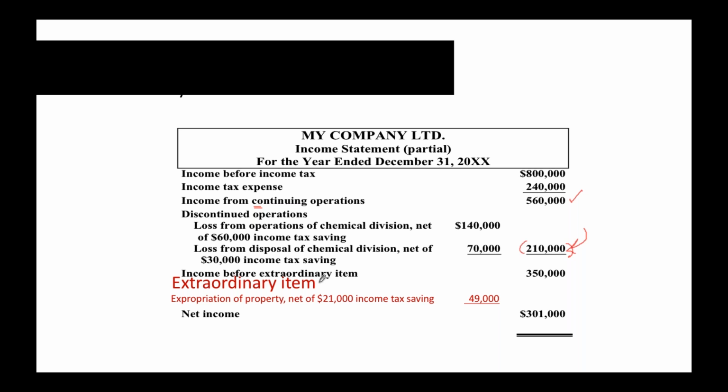And there is an extraordinary item of say 49,000 that should come here. So your net income now is 301,000, which is 560 continuing operations income minus 210 minus 49. So you need not prepare two different pieces like income from continuing operations, then net income. No, you can just extend your income statement. Your income statement length will increase. That's it. So income from continuing operations, discontinued operations, and extraordinary items will give you net income.